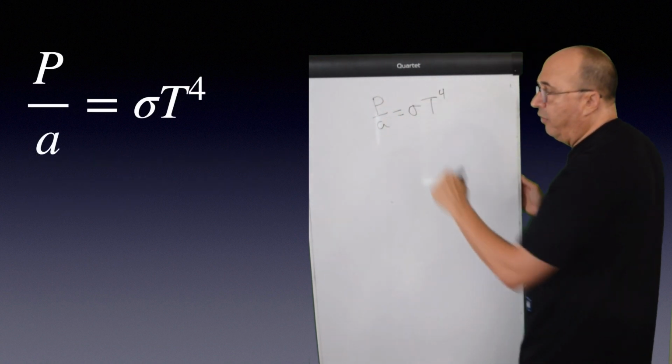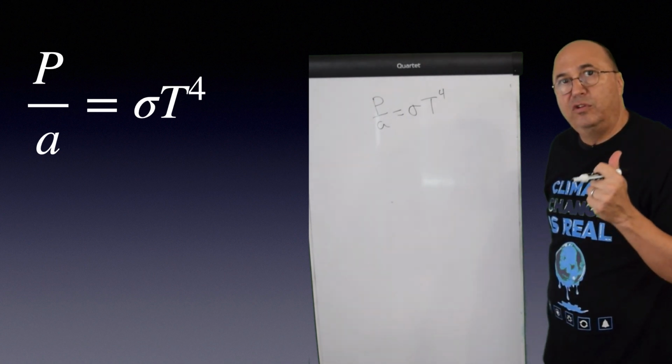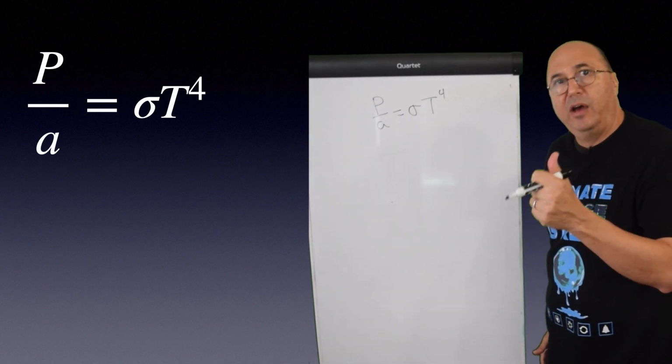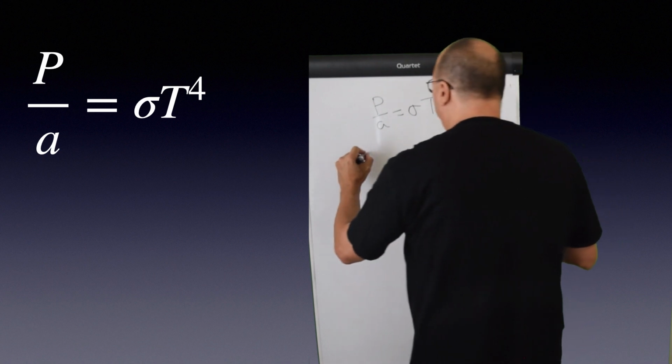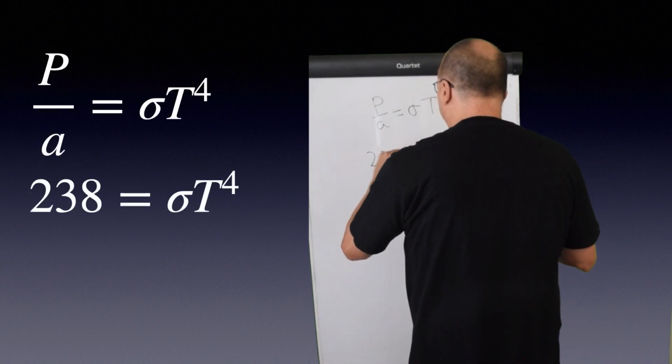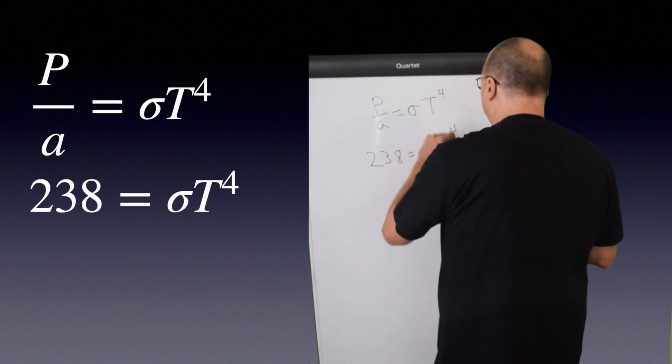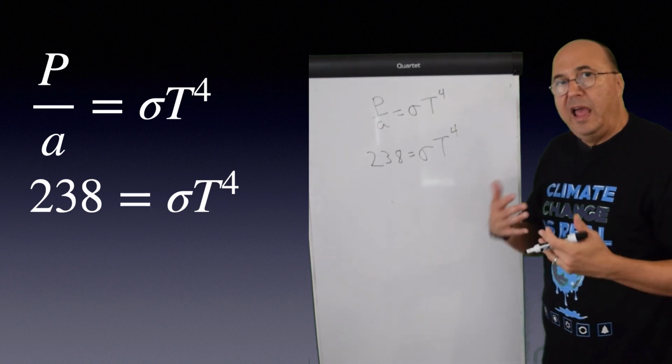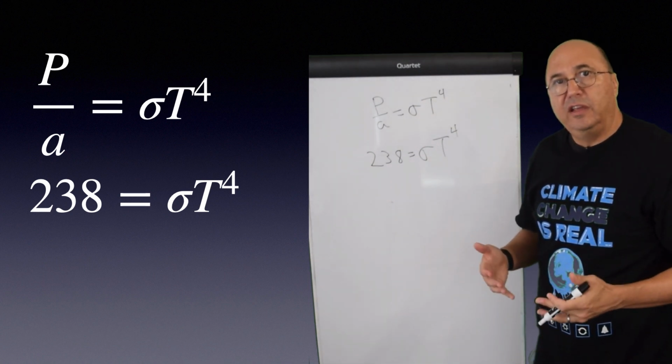Now I told you what the power over area is because I gave it to you in units of watts per square meter. That's power per area. And so that's 238 equals sigma T to the 4th. So now you've got to solve for T. So how do you do that?